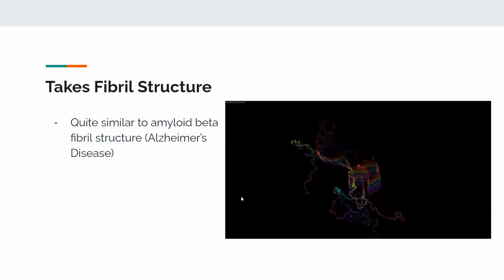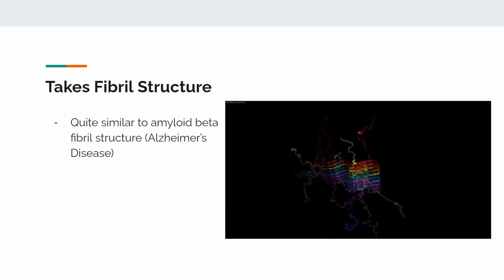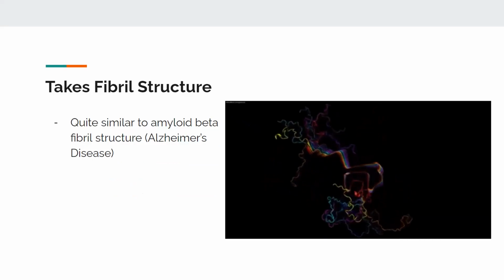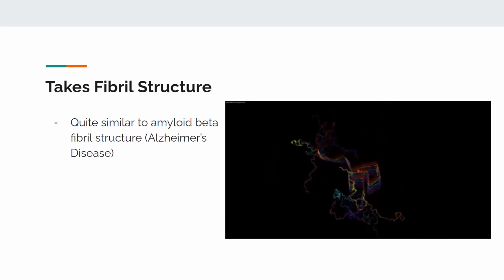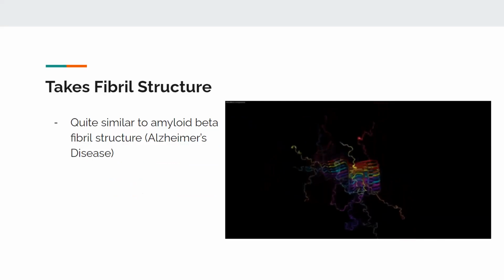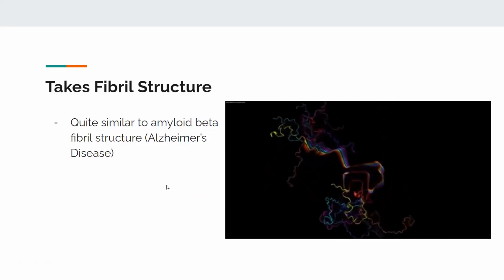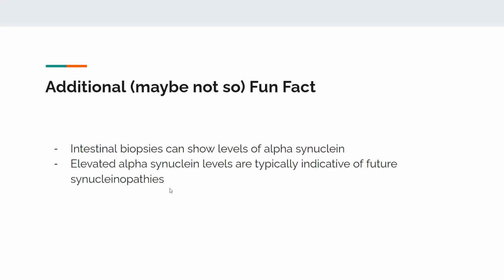This is a GIF of the fibril structure that it can take on as a Lewy body, and it's actually quite similar to the amyloid beta fibril structure, which is an issue with Alzheimer's disease. It's quite similar, but it just shows it right here that it accumulates and it's not soluble anymore and it causes issues.